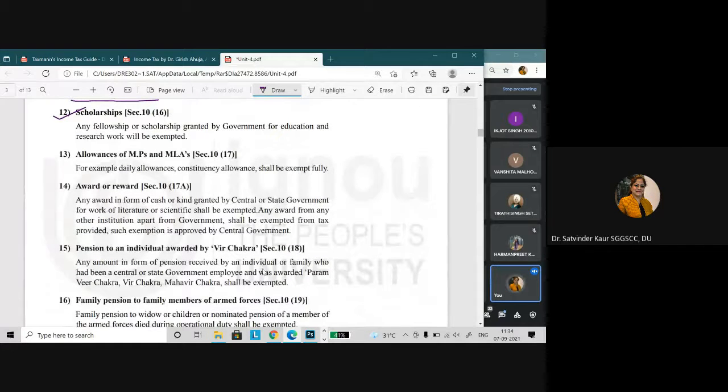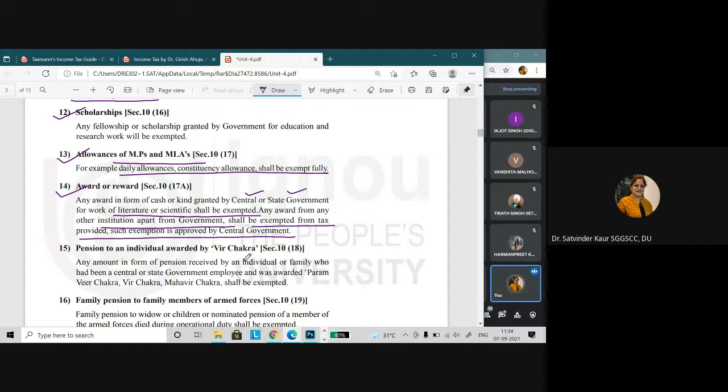Then any kind of allowances received or given to the Member of Parliament or Members of Legislative Assembly is going to be exempt from tax. Awards or rewards: any kind of awards granted by central or state government for any kind of literature or scientific work are exempt. And any award other than from government institutions shall be exempt from tax once this particular exemption is provided by the central government, otherwise not.